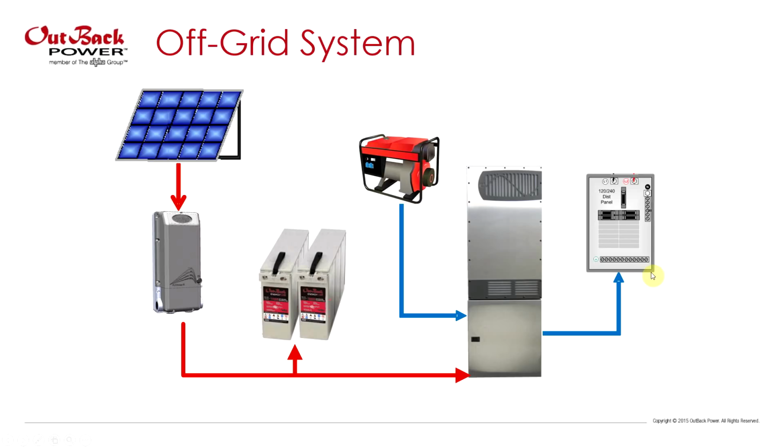So this inverter converts DC to AC generally, and that powers our loads essentially. And then also for backup, we can have a generator in our system to provide power to the loads and/or charge the batteries. That's just optional.